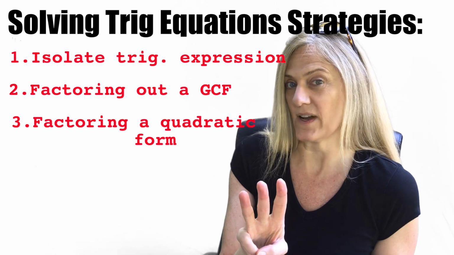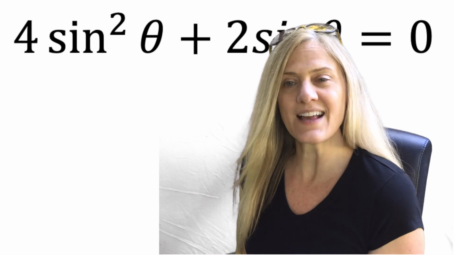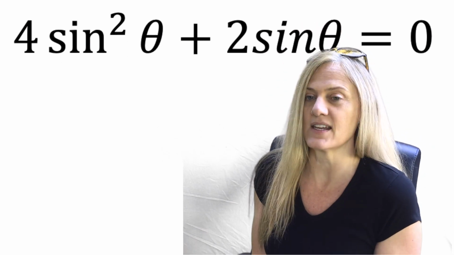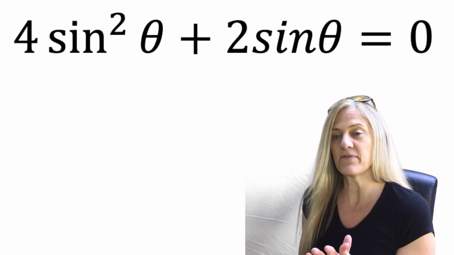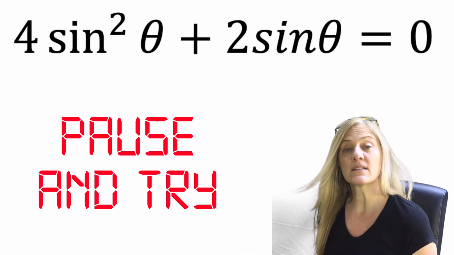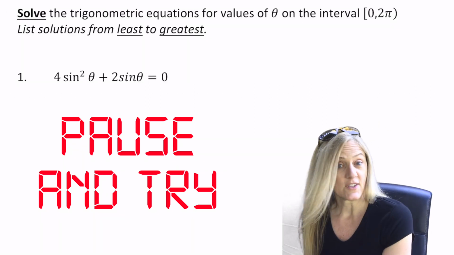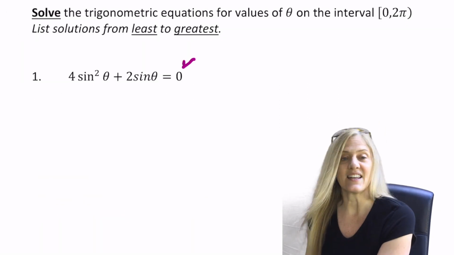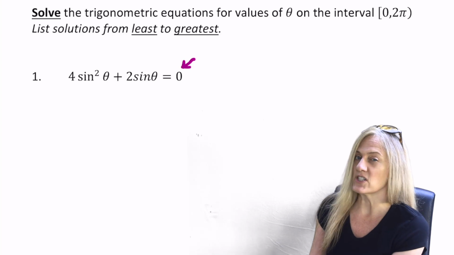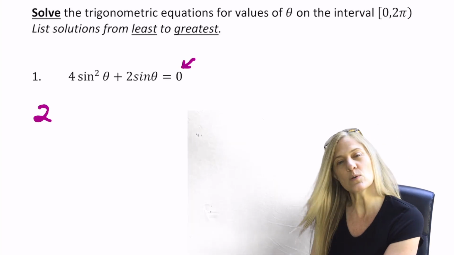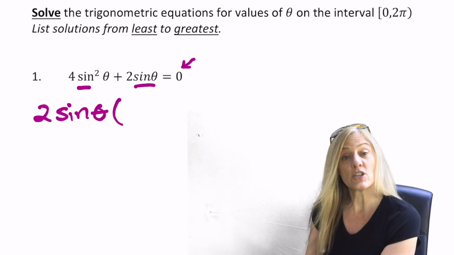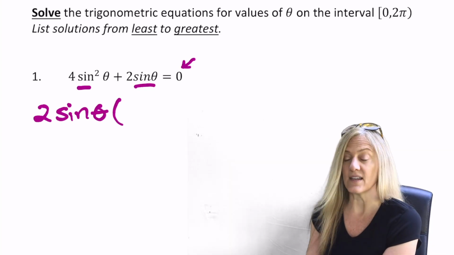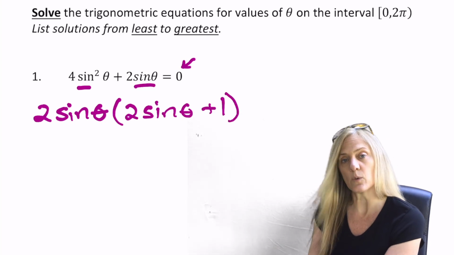So let's try one. Okay, Agent M, let's just do a couple of these solving equation ones. So 4 sine squared theta plus 2 sine theta equals 0. Make sure you notice it's equals 0. That affects what I can do right now. Pause, try this one. Okay, so the first thing I notice is that it is set equal to 0. So we can go ahead and look for a GCF. And in this case, we have 2 sine theta that they both share. So factoring out a 2 sine theta, I have 2 sine theta times the quantity 2 sine theta plus 1, equals 0.